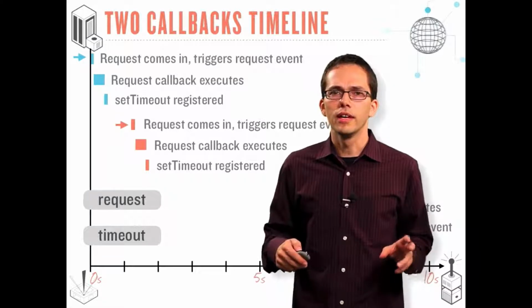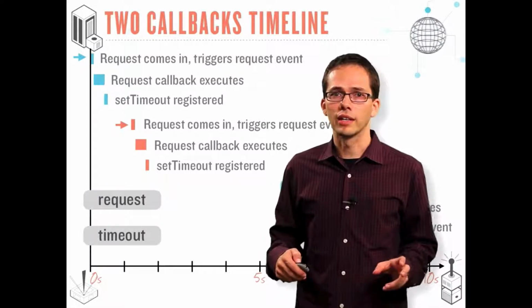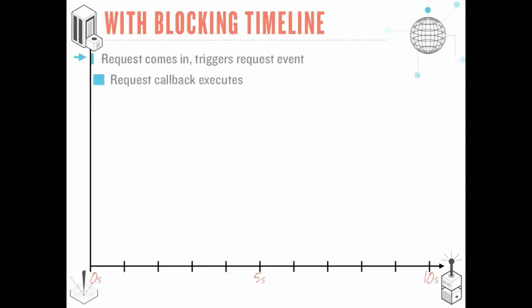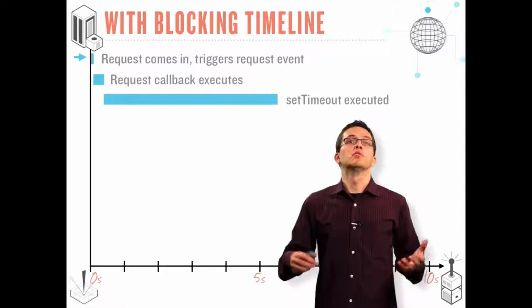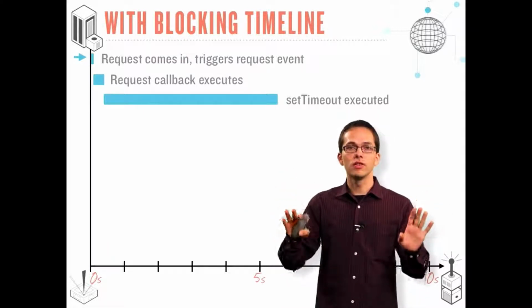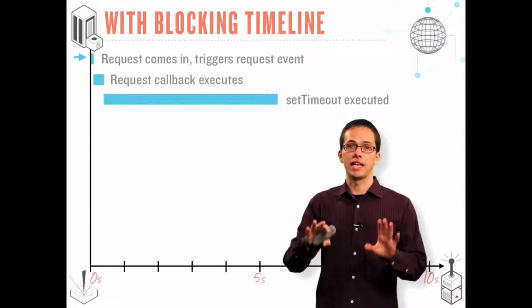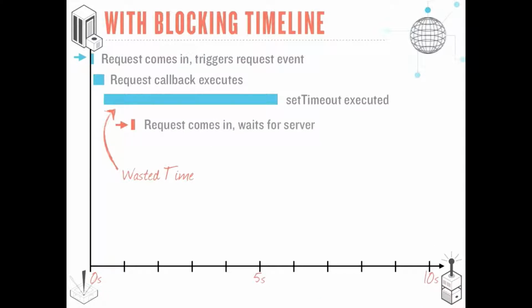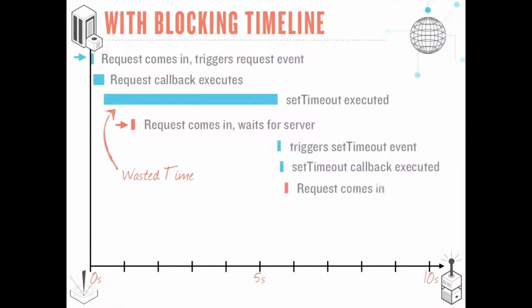What would this look like, though, if that set timeout was blocked? Well, let's try it. The request comes in, the request callback executes, and the set timeout blocks the world, and it stops the world. And nothing else can execute on this process while we are on a timeout. It is officially blocked. So if a request tries to come in, well, it just has to wait for the server to get unblocked. Once it is unblocked, it will trigger the timeout event, and so on and so forth. And the second request gets to block the server again.